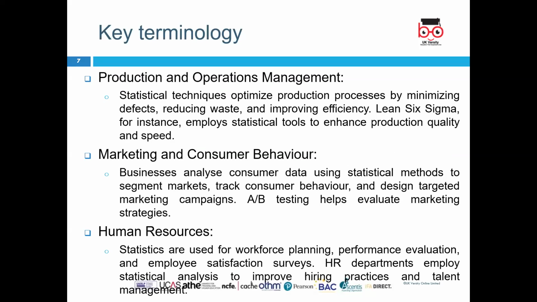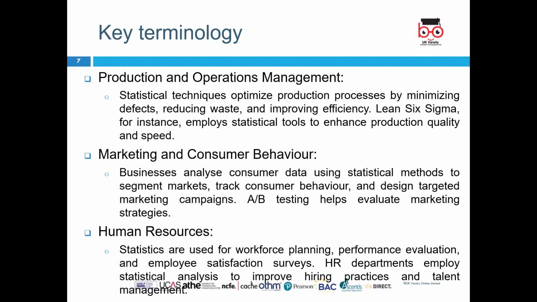Then you have production and operation management. So in this function, statistical techniques optimize production processes by minimizing defects, reducing waste, and improving efficiency. So techniques such as Lean Six Sigma employ statistical tools to enhance production quality and speed.